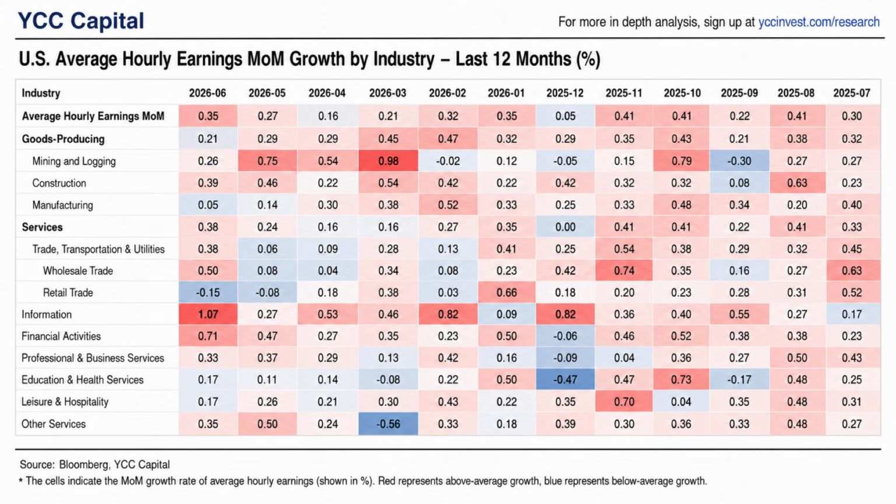The next chart provides a more detailed look beneath the headline wage numbers. By breaking wage growth down across individual industries, one of the most striking observations is that wage growth has become considerably more balanced than it was during the immediate post-pandemic recovery. Instead of seeing broad-based acceleration across nearly every sector, today's heat map shows a mixture of stronger and weaker industries.